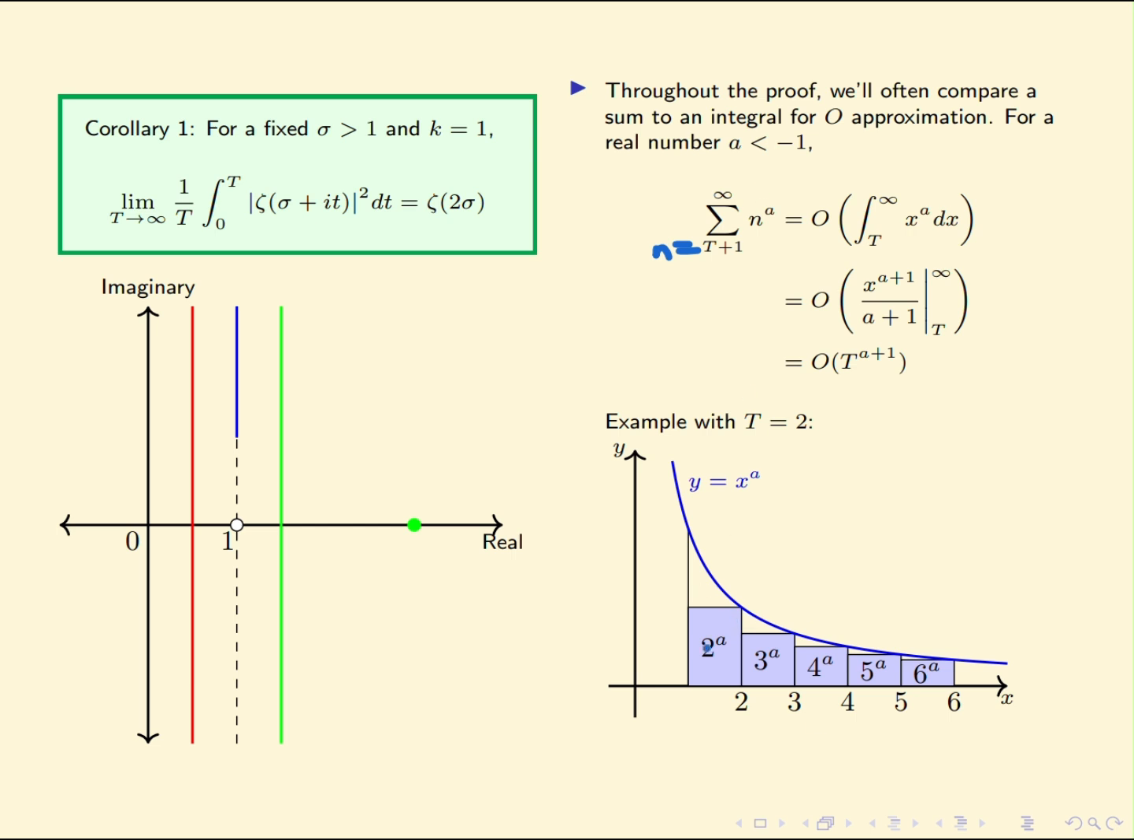To see this, you can imagine this thing that you might have seen before in elementary calculus. If I take t equals 2, then it's the sum from 2 to infinity of this function, and this is strictly less than the integral from 1 to infinity of the same function. So therefore, this thing is big O of this integral. If you evaluate the integral, you get this, and if you evaluate the limits of the integral, you get t to the a plus 1 power. Okay, so we're going to use this a lot.